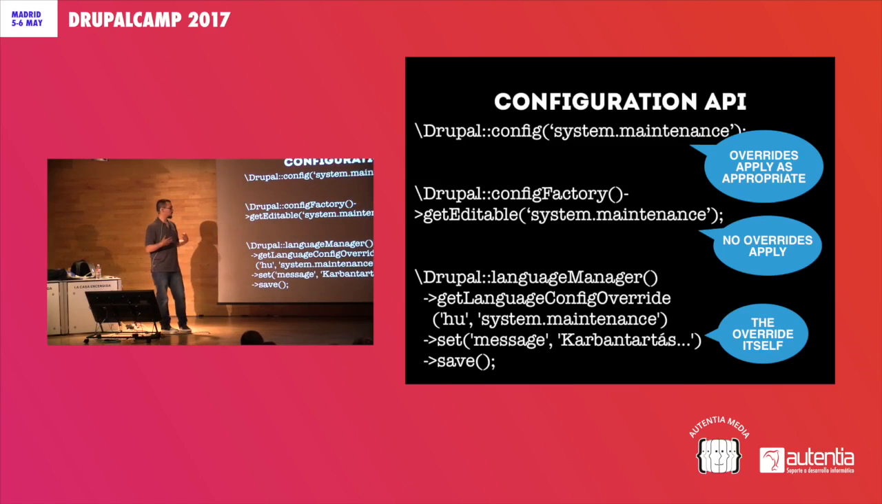And if you want to actually edit the translations themselves, in the language manager service, you have the get language config override method. You pass the lang code you want to load and the ID of your config object, and you can set the properties and save them or whatever. So in this case, you are editing the override itself, the language override itself.